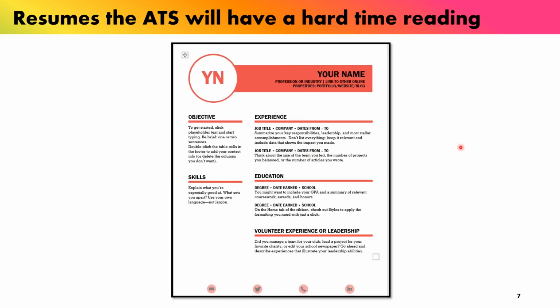So here's another example. Again, this is a column format. The ATS just cannot read these very well. It doesn't understand why there's something over here, and it may bring in just the objective, but not your work experience. Or it may bring in your work experience and education, but not the skills. So make sure to keep a simple format.